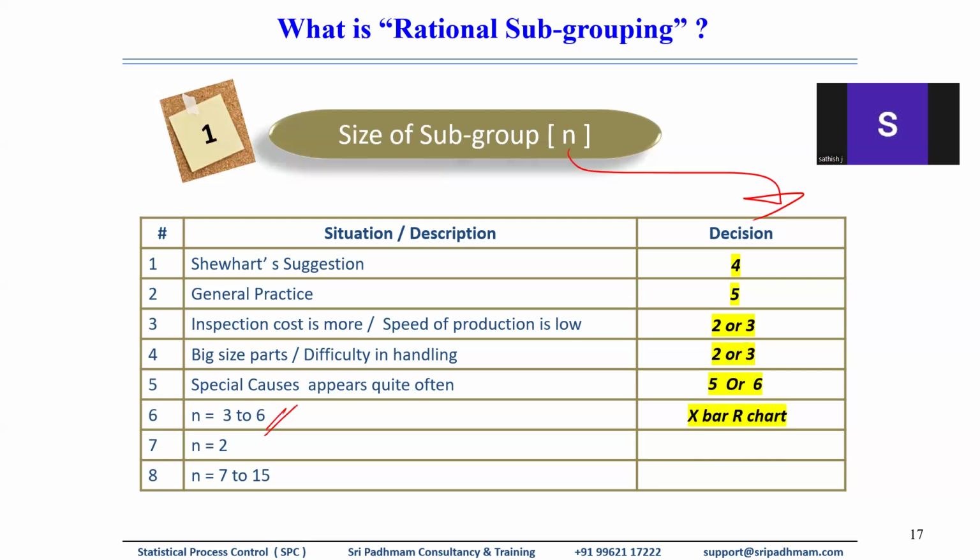Raja, can you answer? My n is 2. My customer wants me to follow n as 2. Which control chart must I follow? Moving range chart. Perfect. X MR chart, moving range. Very good. My customer wants me to follow n as 7 to 15. X bar S chart. S is sigma. Any doubts here? Okay, sir.